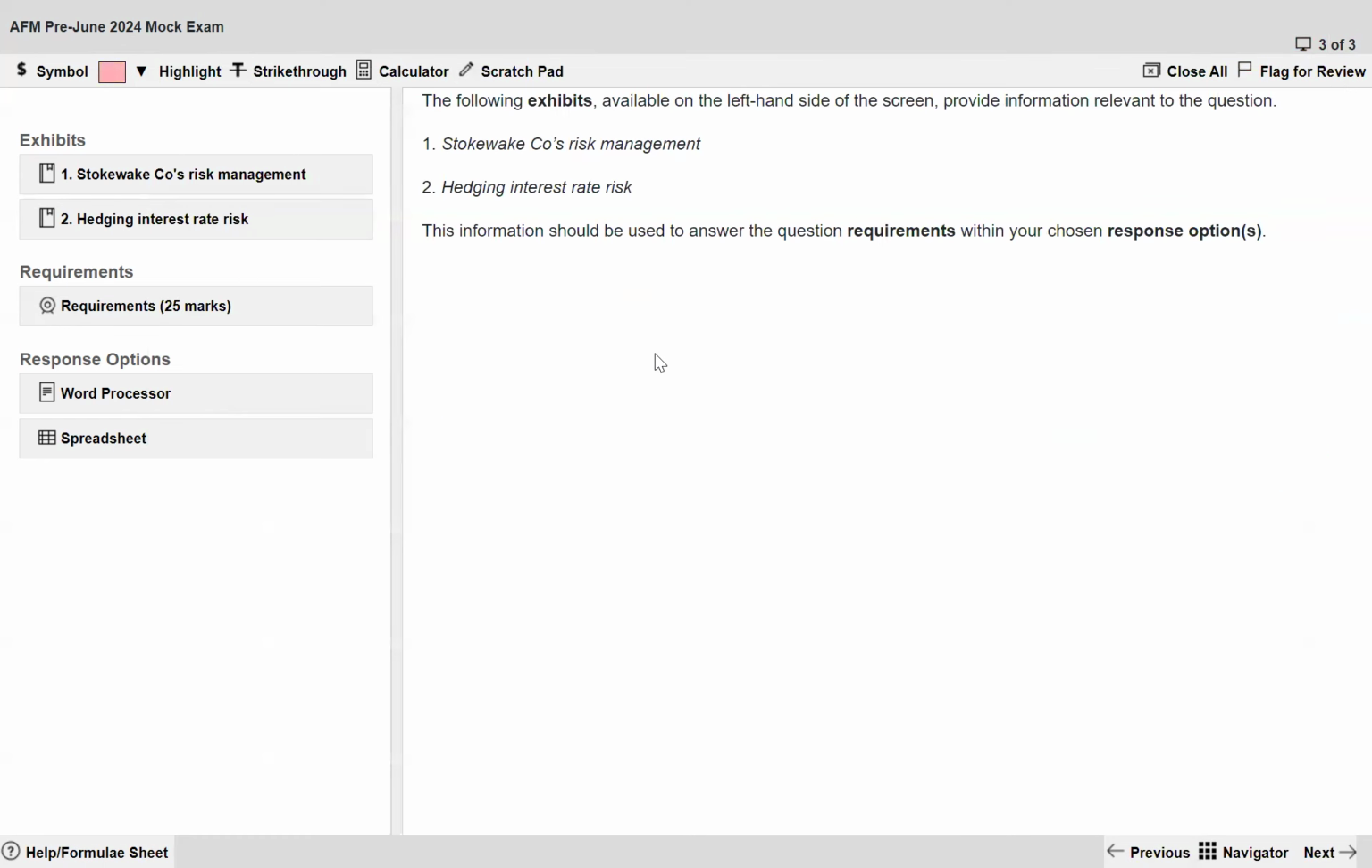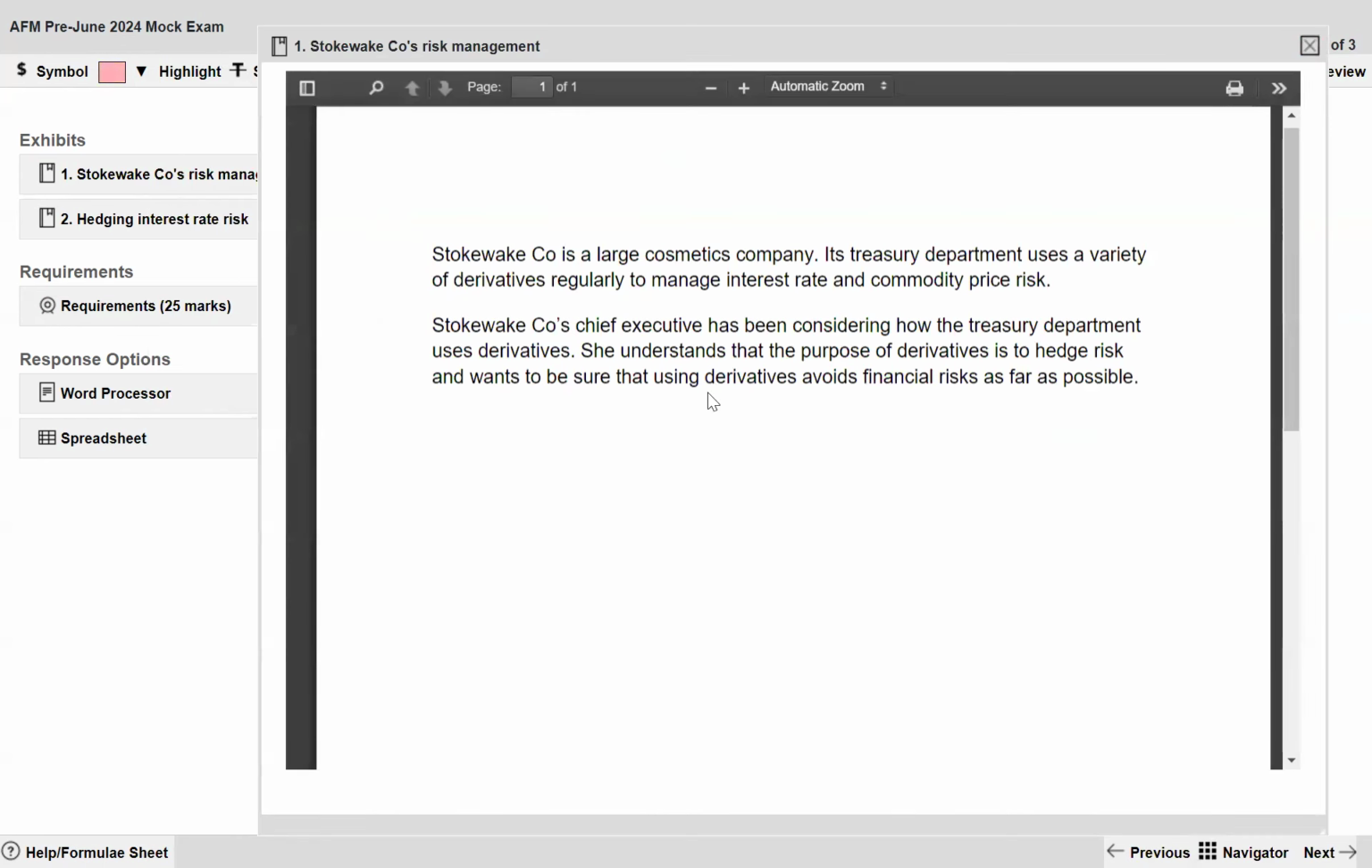So right away we go and look at the risk management for Stockwake. It's a large cosmetics company. The Treasury Department uses a variety of derivatives to manage interest rate and commodity risk. The chief executive has been considering how the Treasury Department uses derivatives. He understands that the purpose of derivatives is to hedge risk and wants to be sure that using derivatives avoids financial risks as far as possible.